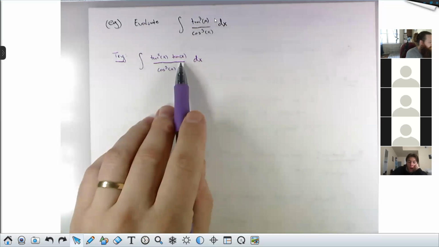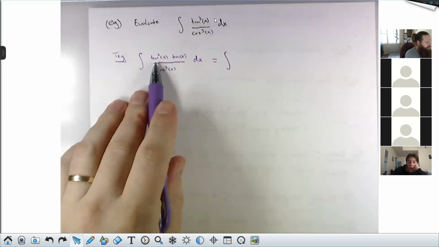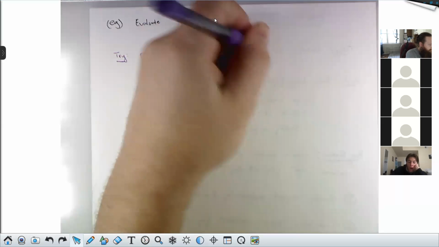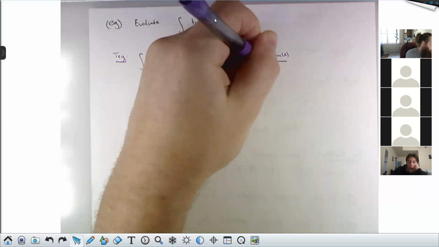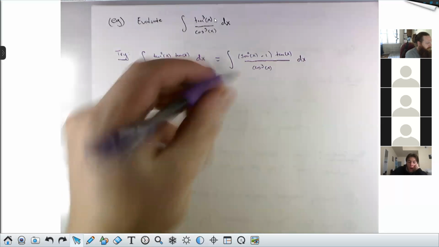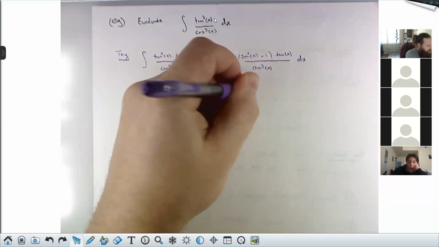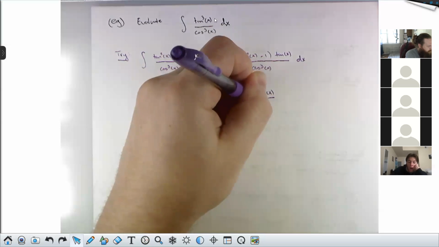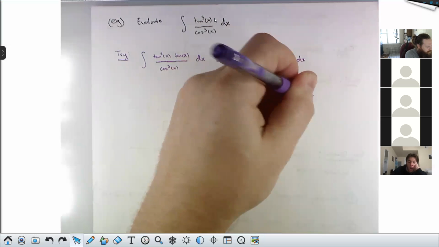So I pop out a tangent in the top, I write it as tan squared times tan, and then that first tangent I can rewrite using my Pythagorean identities. I know tan squared plus 1 is secant squared, so tan squared is secant squared minus 1. Gotta have these trig identities ready to go. And then I think the idea is that we could distribute the tangent and split the integral up. Is that what we're thinking? So that would get me secant squared times tangent over cos cubed minus tangent over cos cubed.